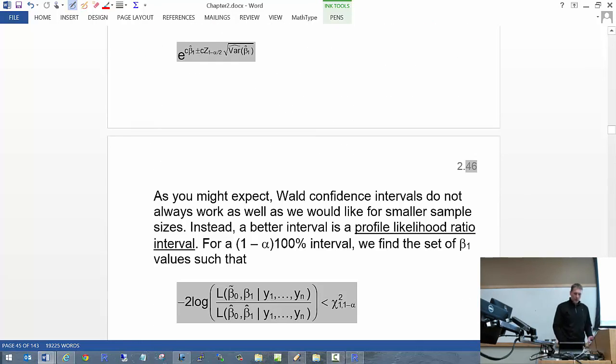As you might expect, Wald confidence intervals don't work as well as we would like. So what we're going to do is use some kind of likelihood ratio type of interval, which we will talk about next time. Are there any questions? Okay, that's it for today.